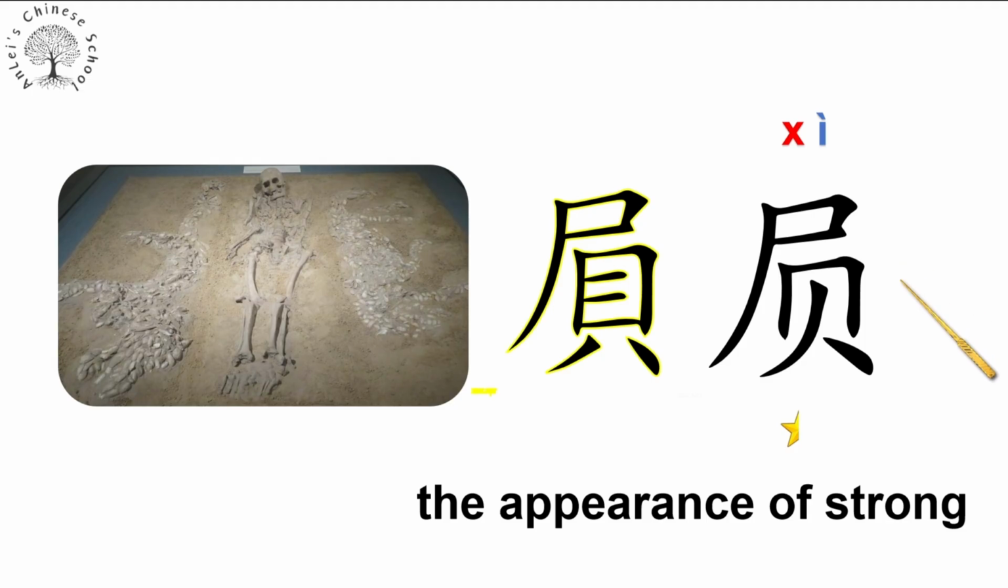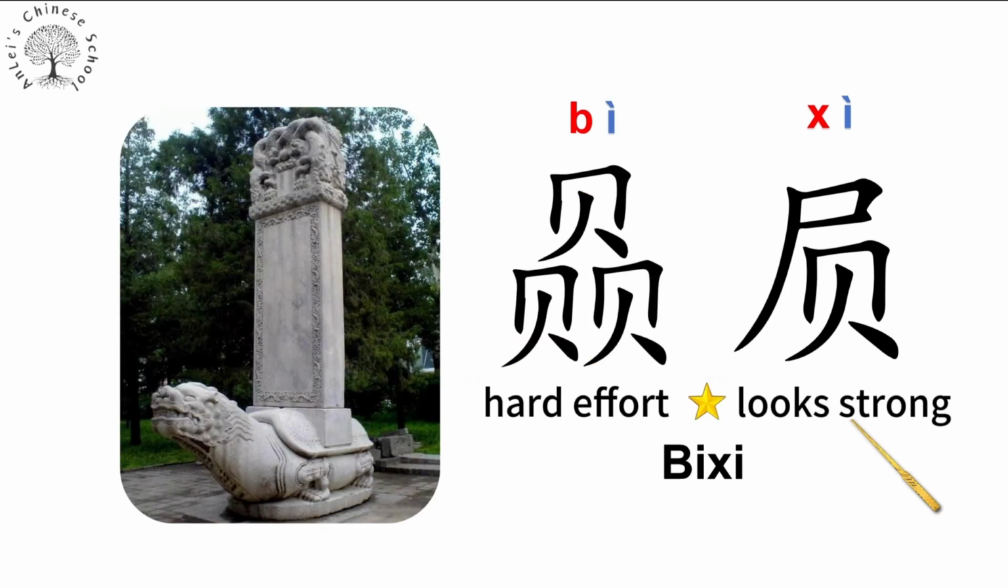This character is xi. It means the appearance of strong. It's also a rare character. This is an exhibition in the museum. In the middle is a dead corpse. One side is a dragon made of seashell. The other side is a tiger made of seashell. They made it look strong. Bi xi, as in 贔屃.